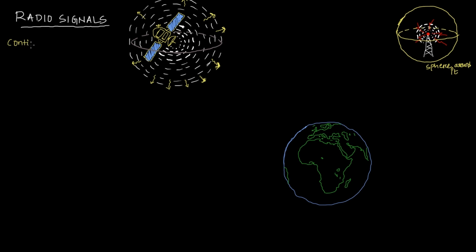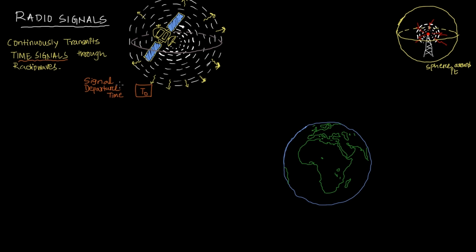The question is, what does it transmit? It transmits a time signal. Yes, a signal containing some kind of time information through radio waves. Well, the time information that it transmits is signal departure time. Let's say it is T0. That is the time at which each signal left the satellite. So each signal contains the time at which it left the satellite.